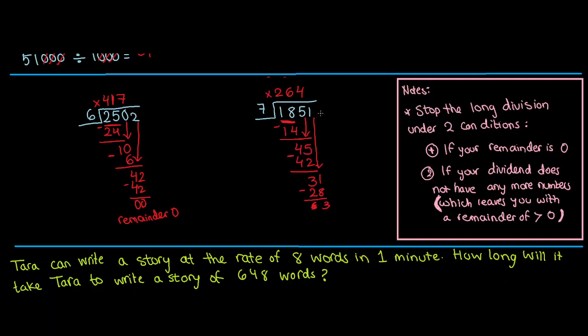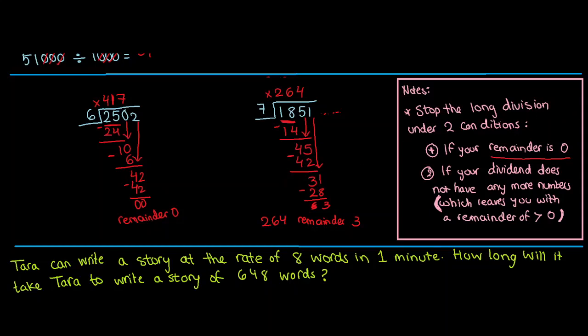Now we don't have any more numbers here to bring down, so we have to stop. And our answer is 264, remainder 3. So you stop your long division under two conditions. Either you reach a remainder of 0 after you've used all of your numbers, or you can have a remainder that is greater than 0, but you have also used all of your numbers.